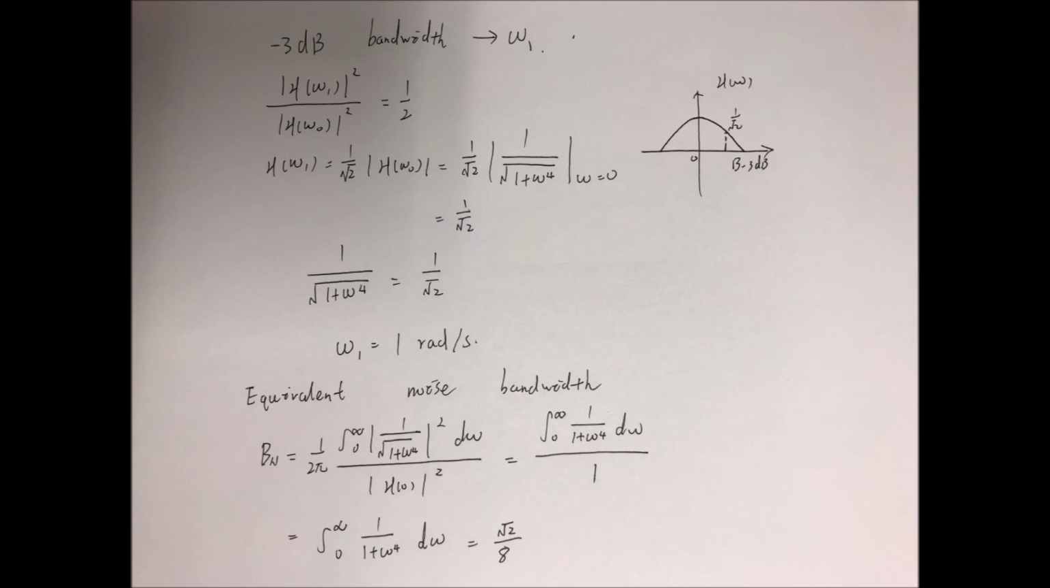Minus 3 dB bandwidth. Okay, so omega is 1, and in terms of frequency, in hertz, divided by 2 pi, it is around 0.159 hertz. So for this Butterworth filter, my minus 3 dB bandwidth is 0.159 hertz. So this is part 1. Any problems, any questions? I can show a little more detail.